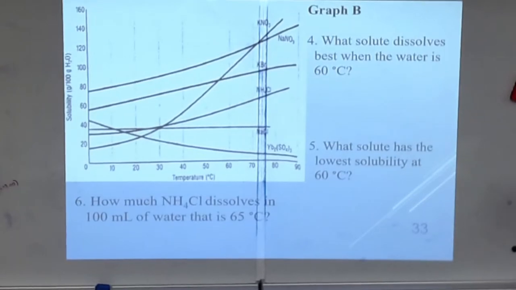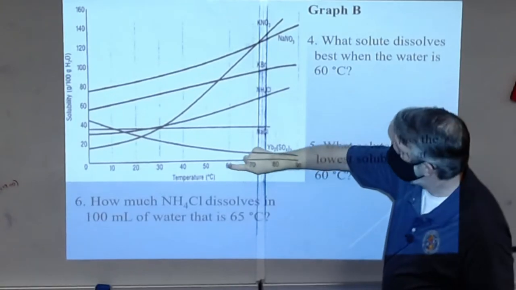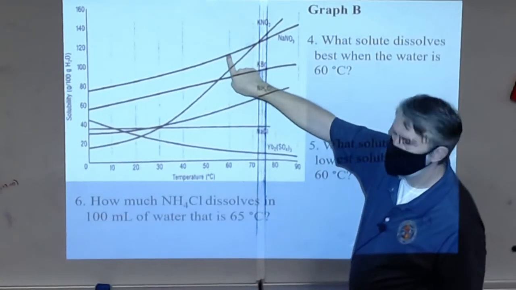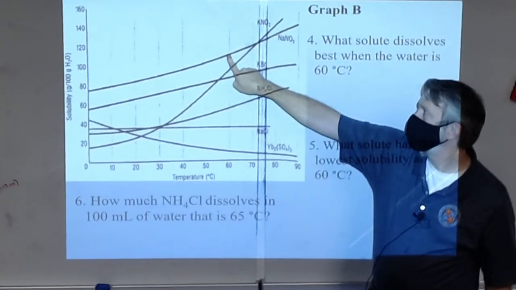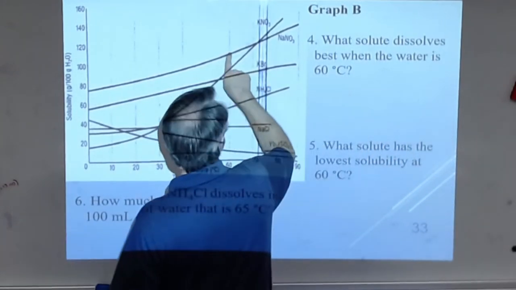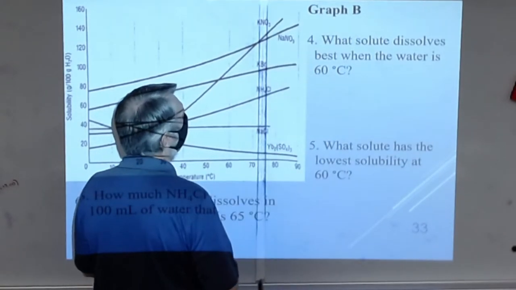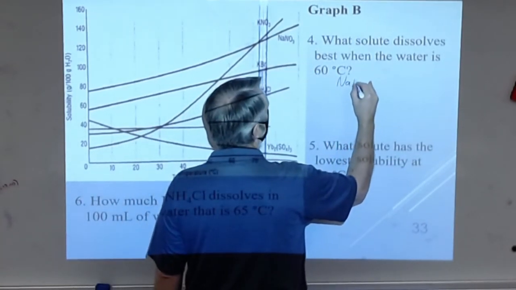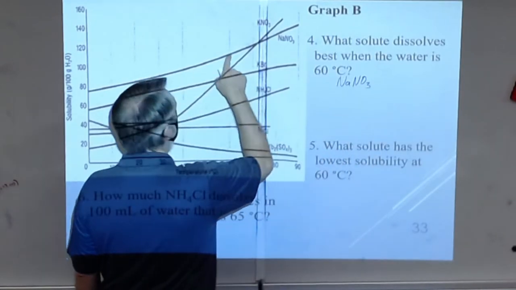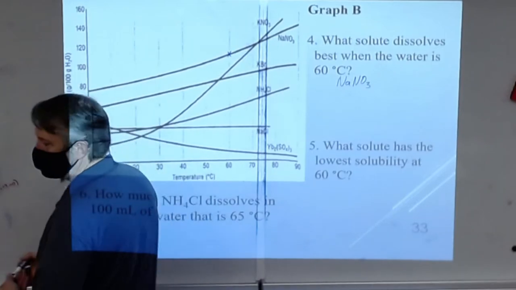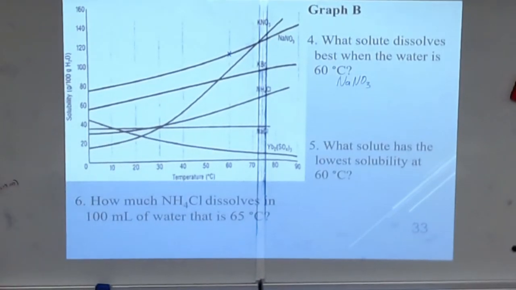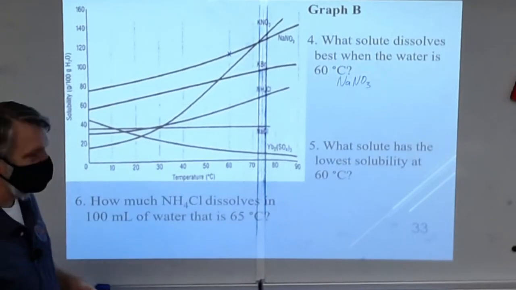So in this case, what solute dissolves best when the water is at 60 degrees? I'm at 60 degrees. I go all the way up. Which one's that? So this is sodium nitrate. NaNO3 at 60 degrees. I'm always going to ask you a question at a specific temperature. At 60 degrees, sodium nitrate dissolves more.